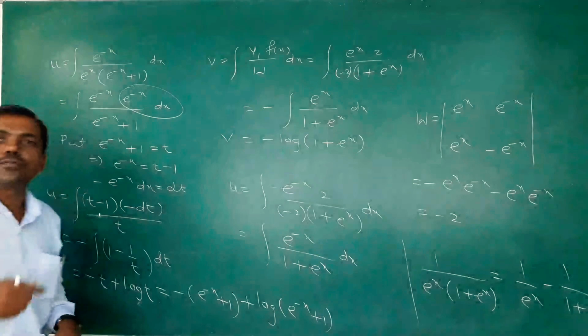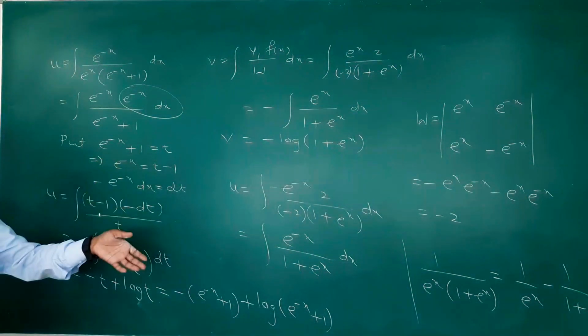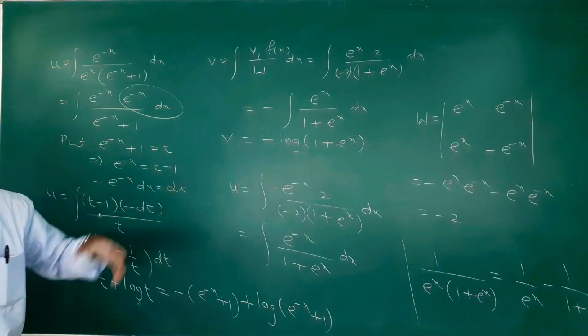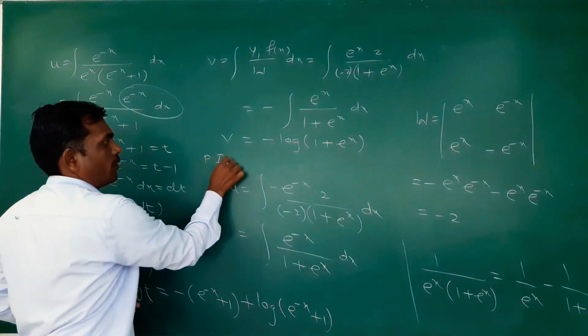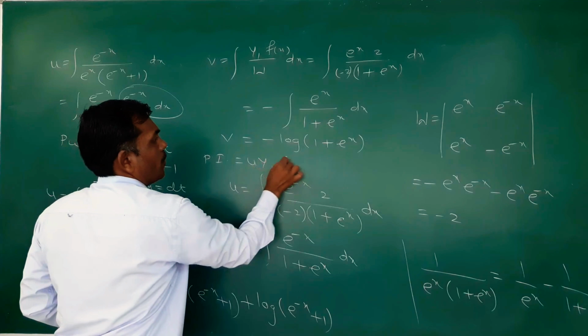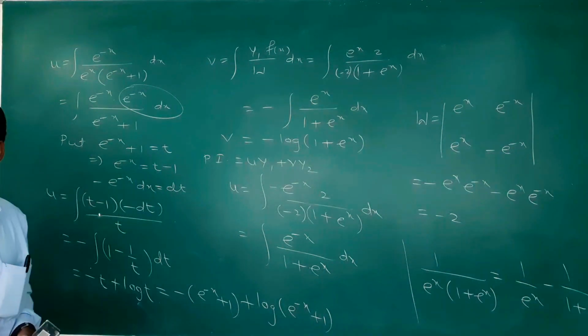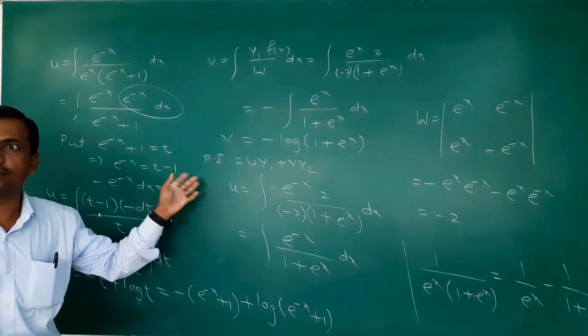Now it's your next part. You have to solve and write down the complete particular integral. Yes, pi is equal to u y1 plus v y2, and complete your answer. Hope you will do it as an exercise.